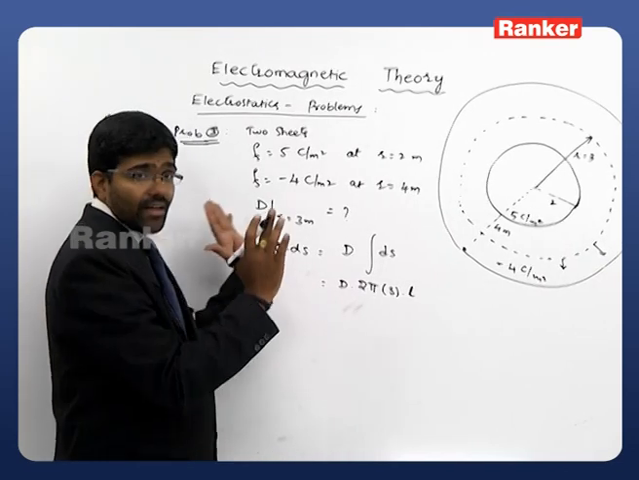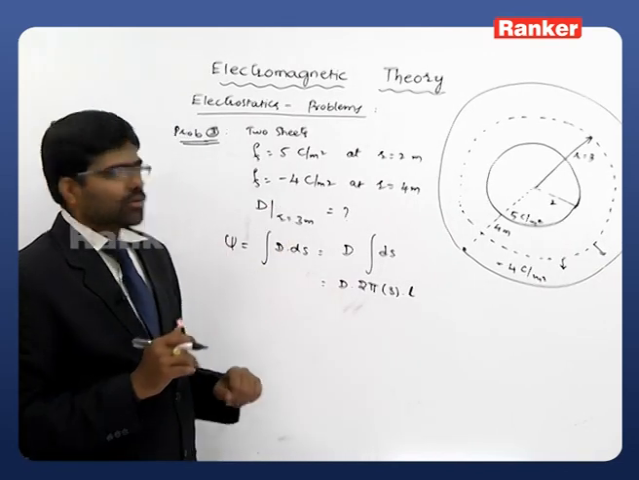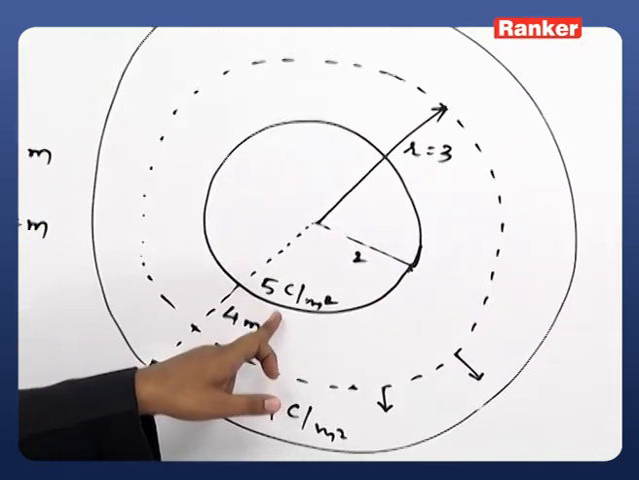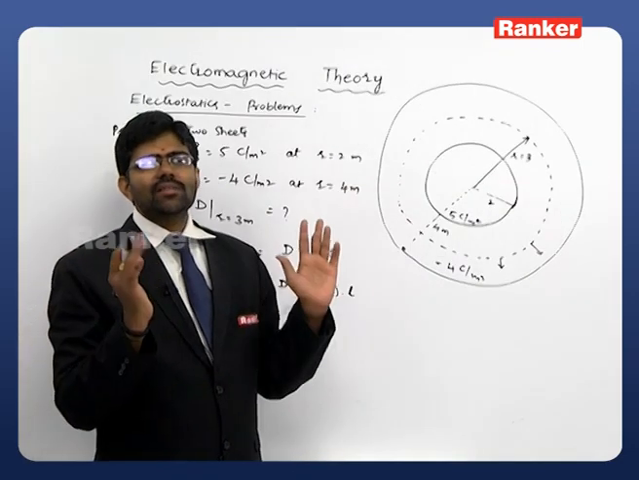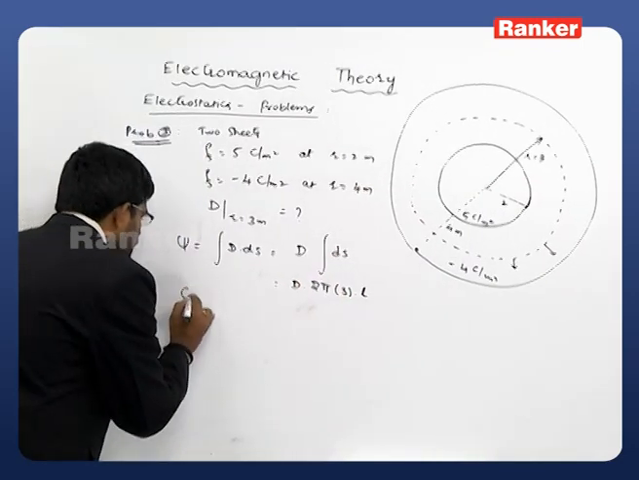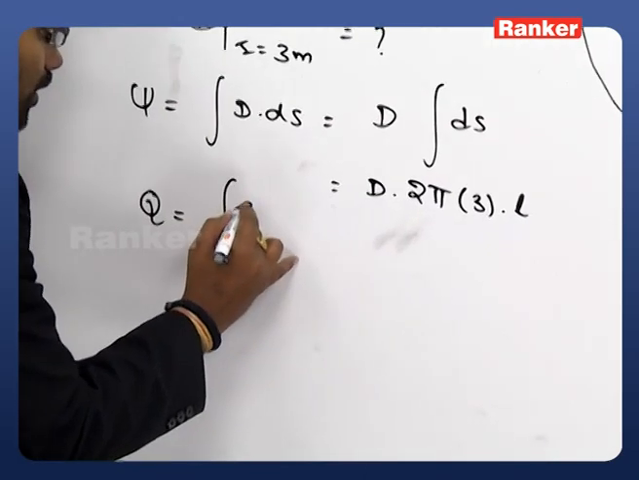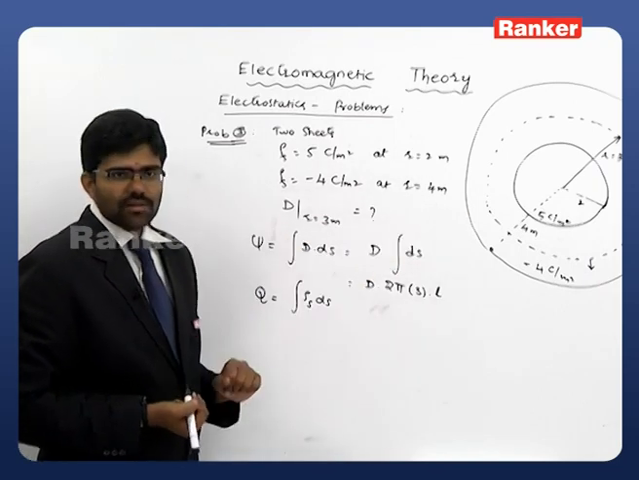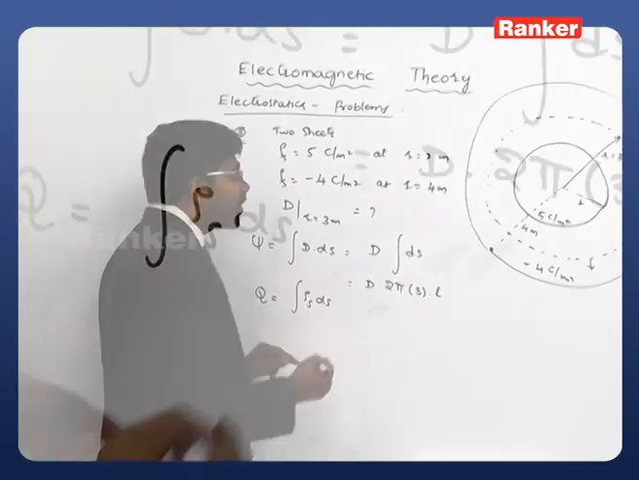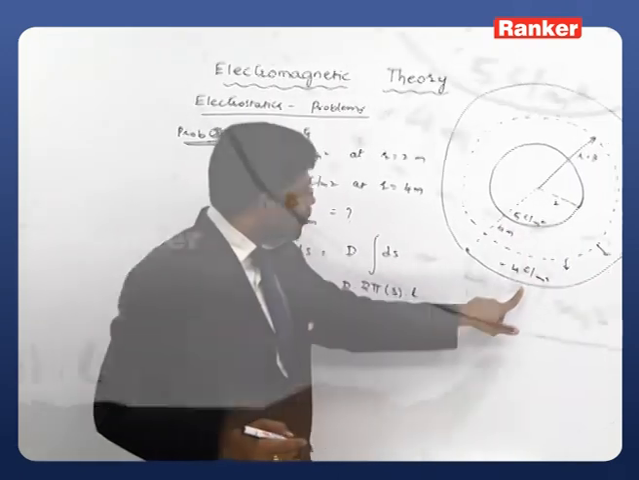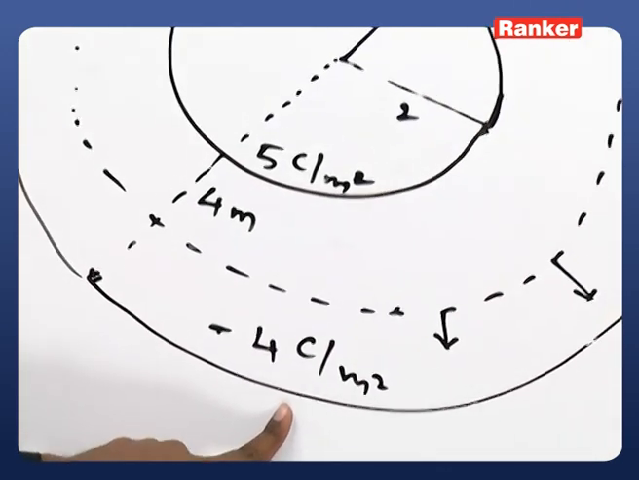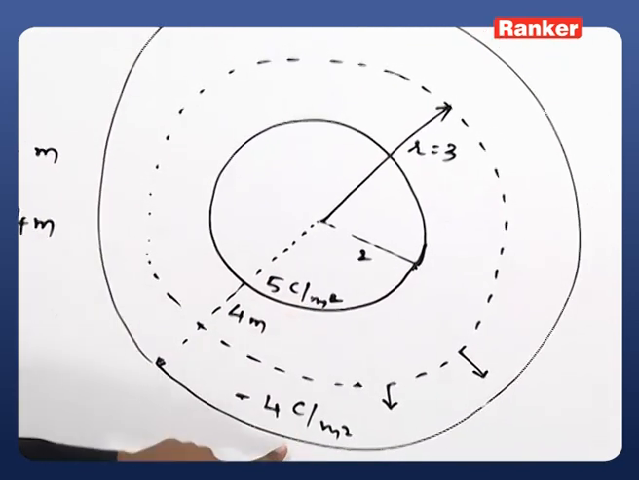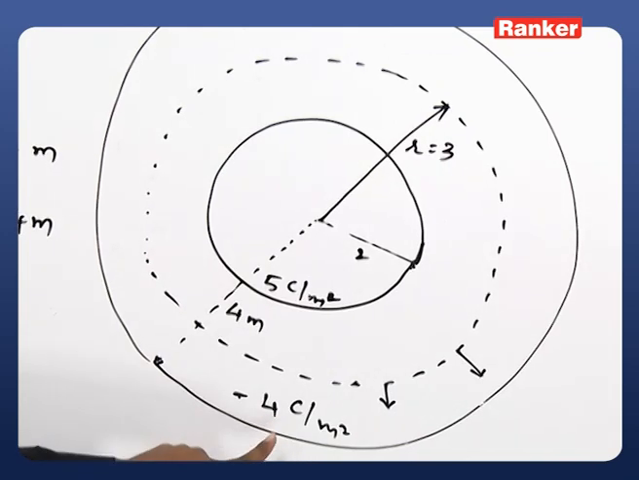Now what is the total charge enclosed? The total charge enclosed can be calculated using this charge density. Here what we have is a surface charge. So using this surface charge we can calculate the total charge, right? So the total charge enclosed is equals to integral rho s dS. Already rho s is given to us, right? Now observe, which rho s are we supposed to take? We have this rho s as well as this rho s. So two surface charge densities are there. This has a surface charge density of 5 coulomb per meter square. This has a surface charge density of minus 4 coulomb per meter square.